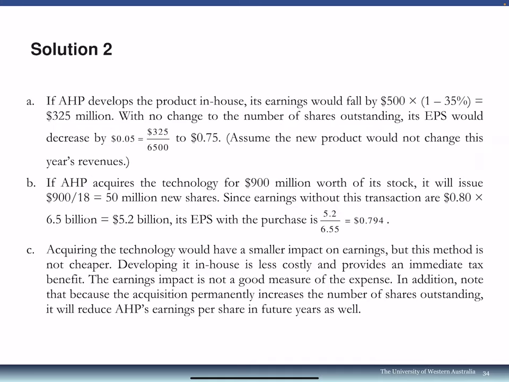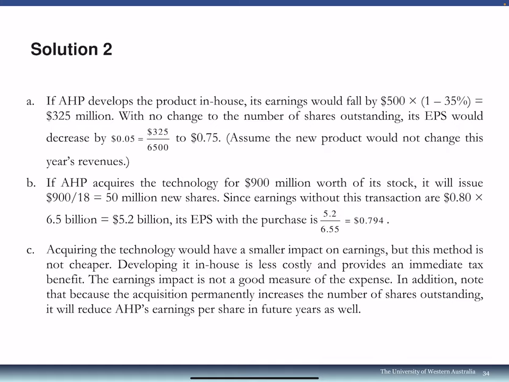The second scenario is to think about if the company is going to acquire the technology for $900 million worth of its stock. So I'm not going to develop it in-house, it's not going to be my R&D cost, but I will issue new shares. How many shares should I issue? I need to raise $900 million, and assuming my share price is not going to change during this process, I have $18 per share. So that means 50 million new shares.